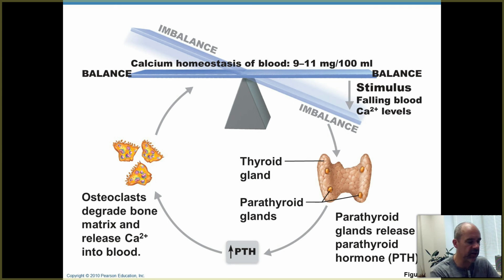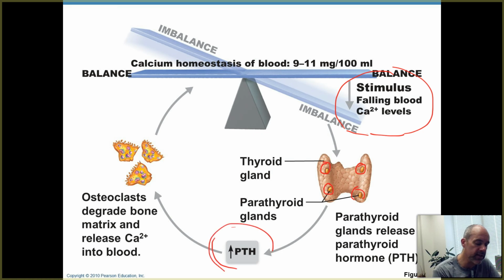And here's a diagram from your textbook, which is reviewing that. So you've got a homeostatic mechanism here. Your stimulus is falling blood levels of calcium ions. These little bitty glands on the back of the thyroid, the parathyroid glands, will detect that, and that causes them to secrete PTH.